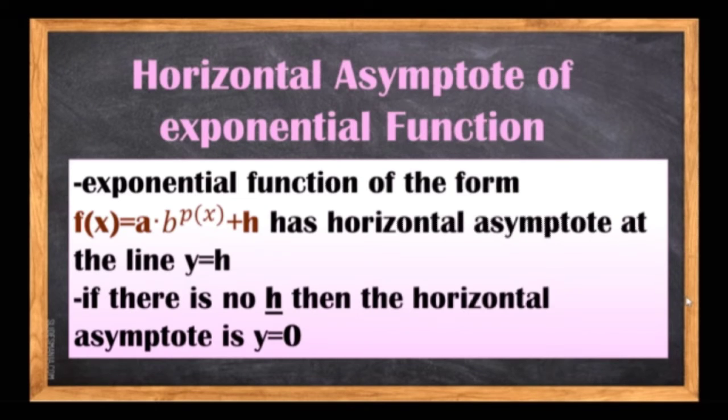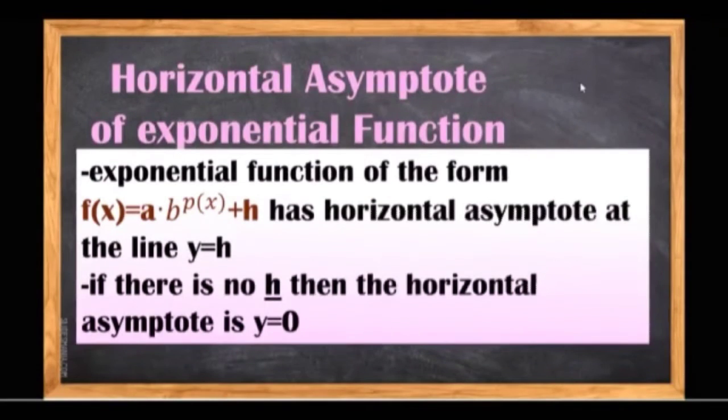Now, let's talk about horizontal asymptote. Miss Raisa, please read. Horizontal asymptote of an exponential function of the form f of x is equal to a times b raised to p times x plus h has horizontal asymptote at the line y is equal to h. If there is no h, then the horizontal asymptote is y is equal to 0. Okay, do you understand? Great! It seems that all of you are listening.